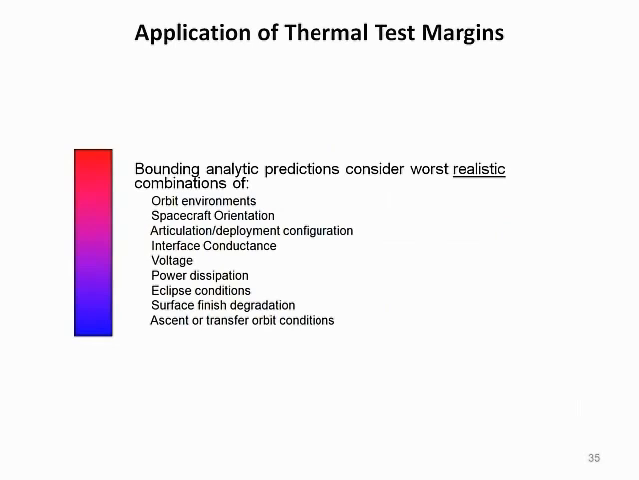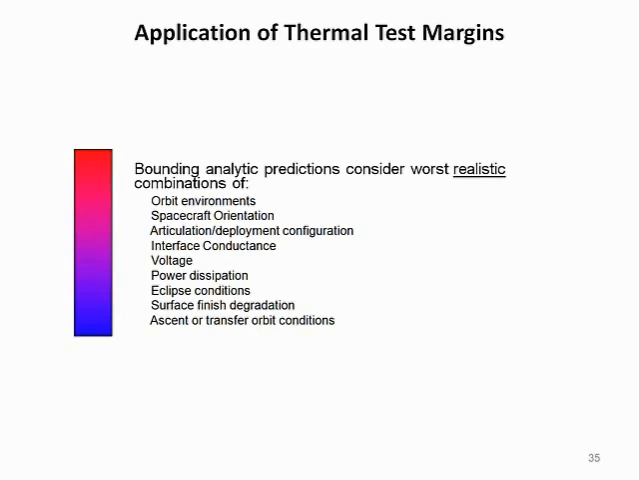We will now discuss test margins, which are required to account for uncertainties and ensure hardware robustness. Test temperature levels are defined starting with the expected on-orbit operating temperatures. These expected levels come from predictions made with math models and take into account the various factors that drive hardware temperatures, including orbit thermal environments, spacecraft configuration and orientation, voltage and unit heat dissipation, surface finish degradation, eclipse, ascent, and transfer orbit conditions. It is important that the analysis only consider a realistic hot and cold combination of these factors, such that realistic predictions are made.